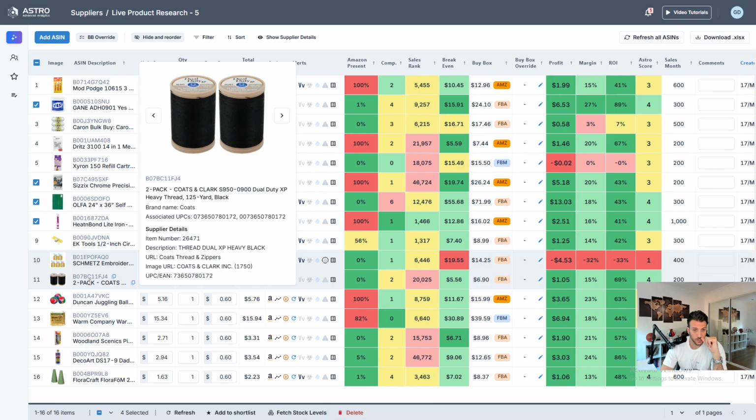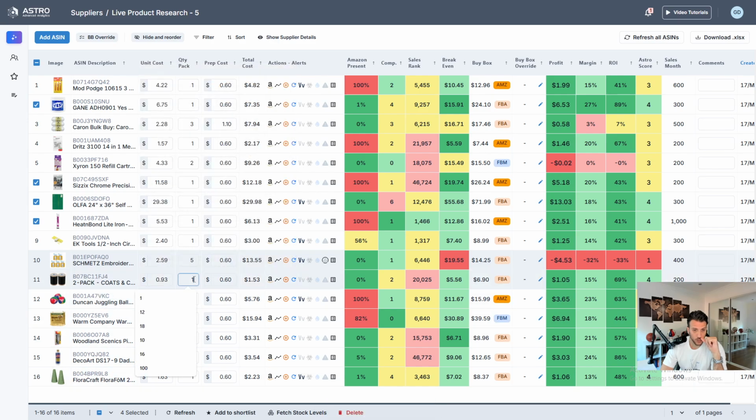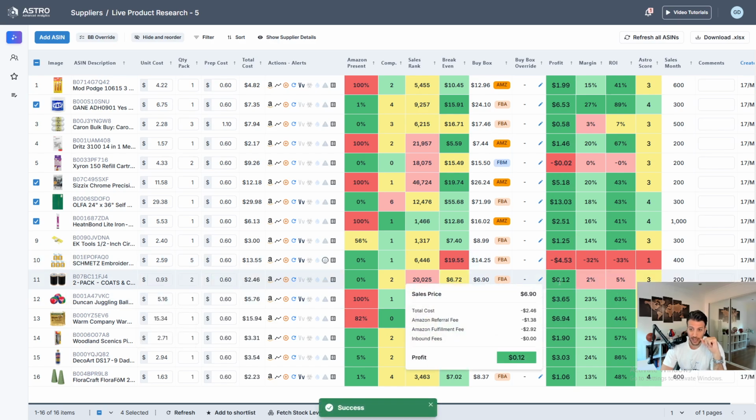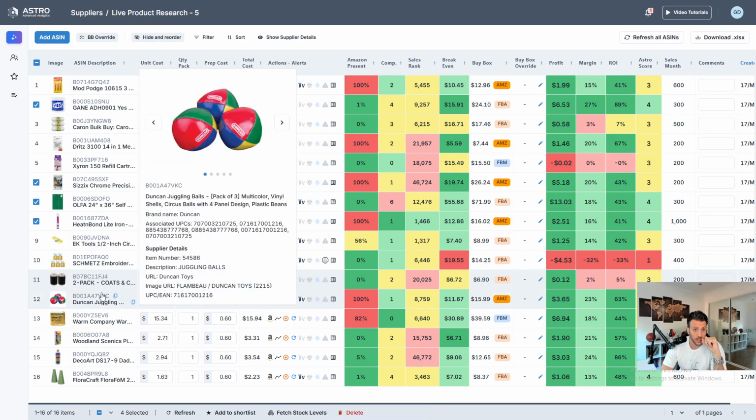This one here is a 2-pack, so we want to write the number 2 right there, and if it's still profitable, which it's barely, so we're just going to pass over that one.